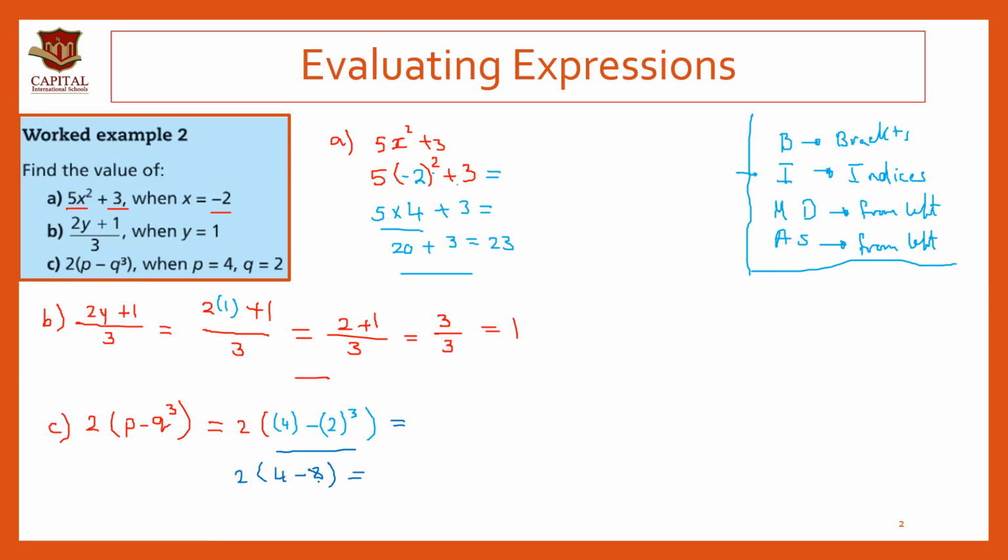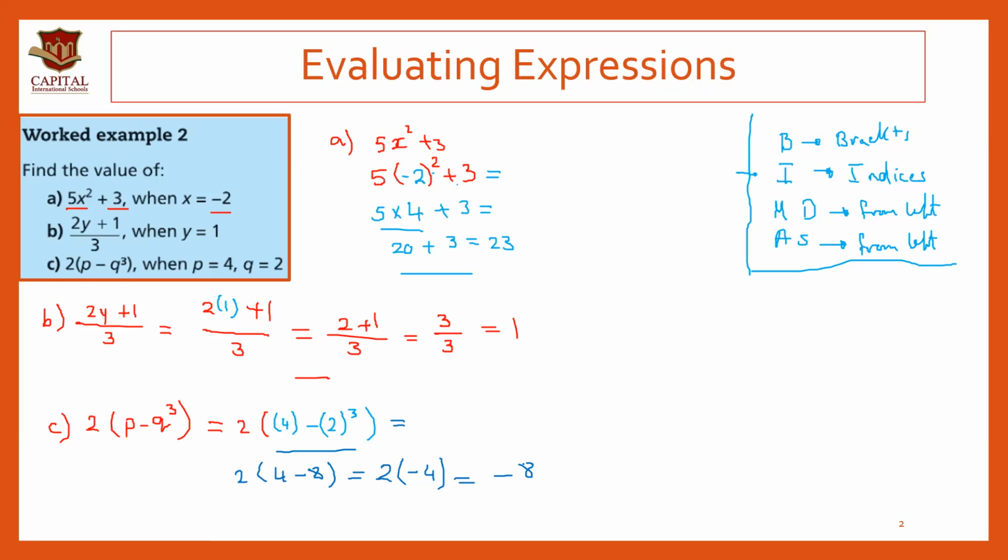What do I do after that? We have multiplication, we have subtraction. Because subtraction is inside the bracket, we're going to do subtraction first. If it wasn't inside the bracket, we're going to do multiplication first. So this is going to be 2 multiplied by 4 minus 8, which is negative 4. 2 multiplied by negative 4 is negative 8, and this is the value of it.